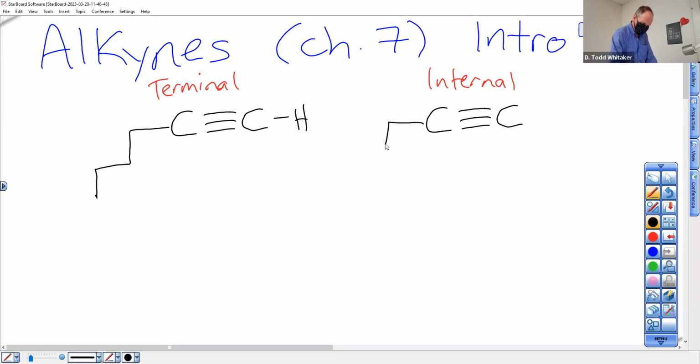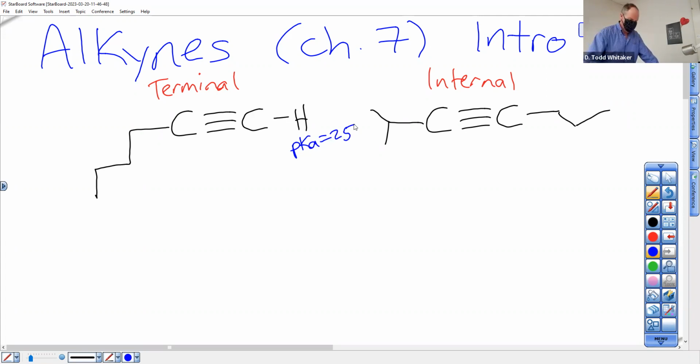Internal, there's a C on each side at least. Okay? Which of the two types of alkynes has a pKa that we're supposed to know? Please don't give me a pKa for an internal alkyne. There's no H attached to an sp carbon. It's not an alkyne H. So pKa 25, that's not new. All that's new is internal alkynes don't have that H, but we knew that before.